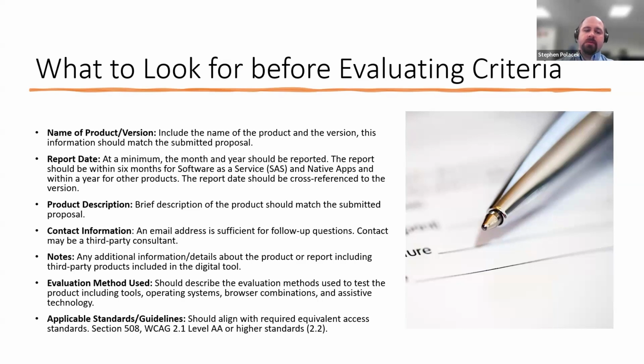And then finally, the applicable standards and guidelines. Usually this is checking a box just to make sure they said, yes, we tested against the standards used here. It really should just align with the required equivalent access standards. So Section 508, WCAG 2.1 level AA, or higher standards, if they so choose, 2.2.